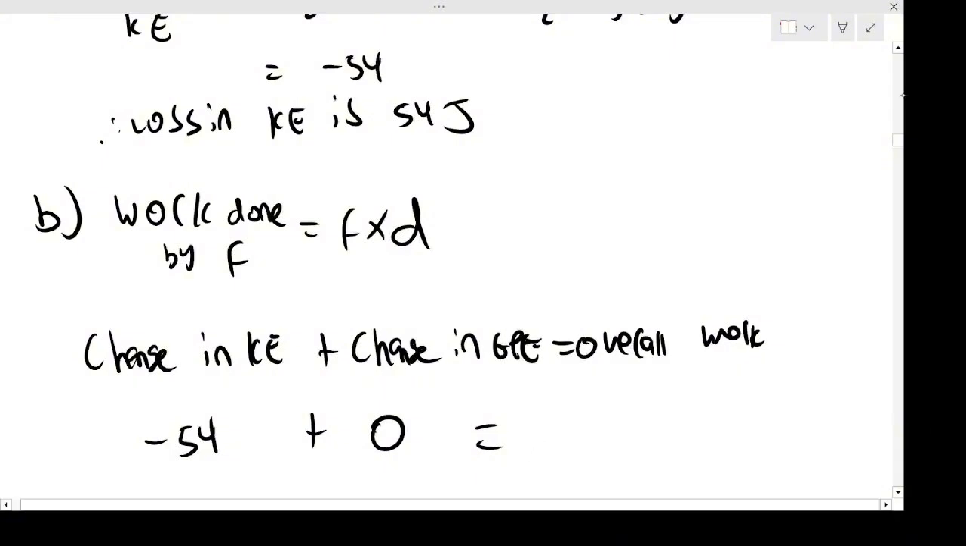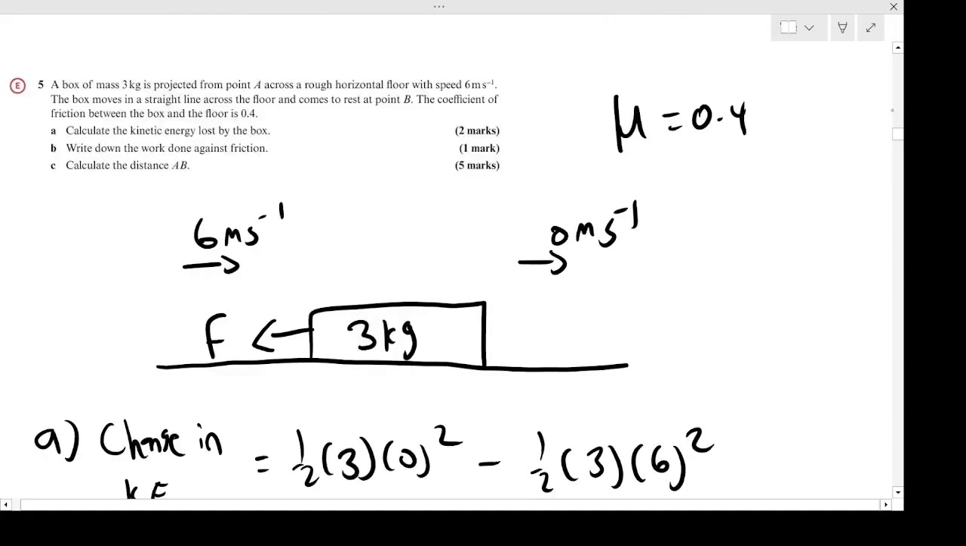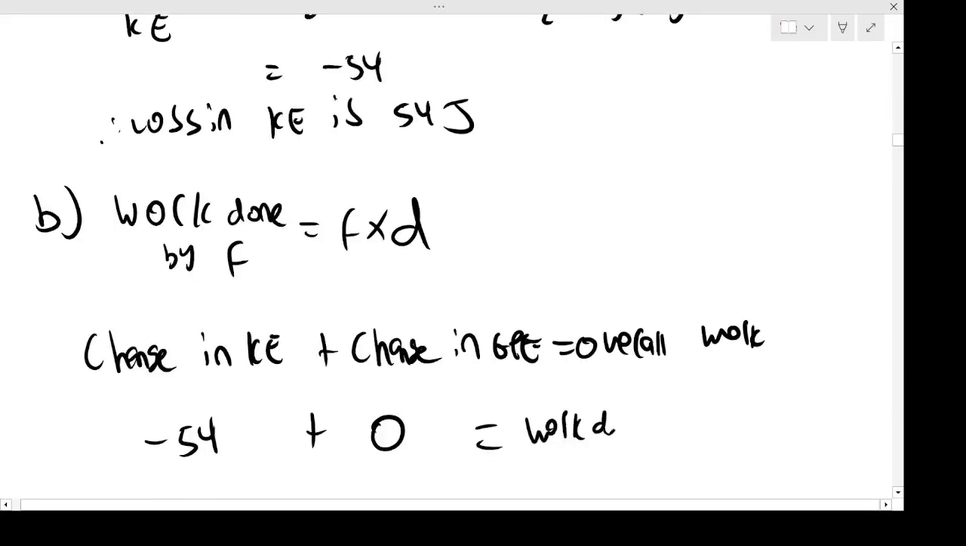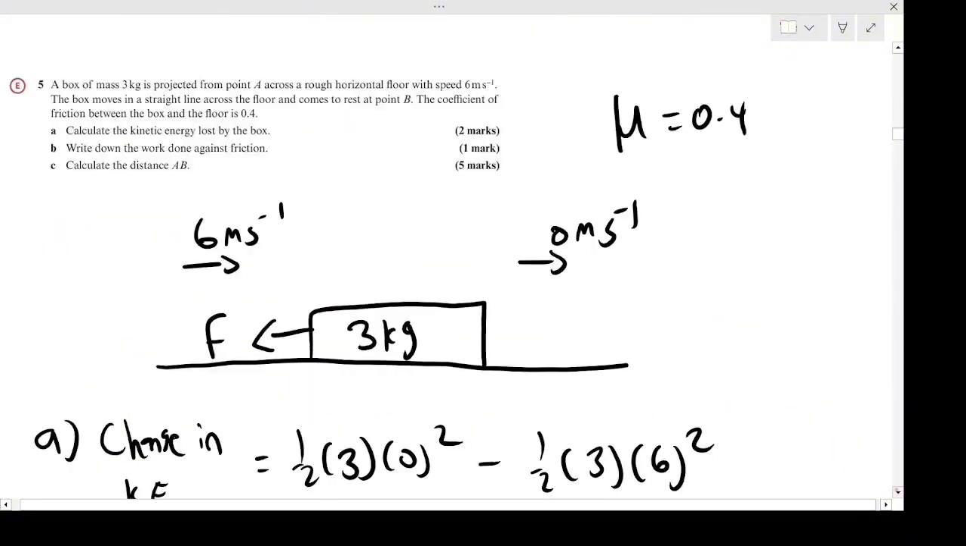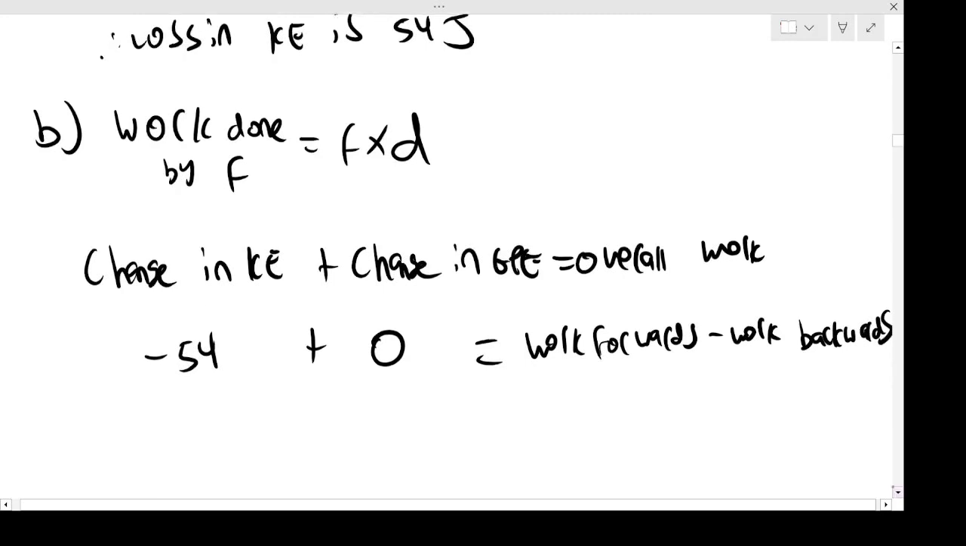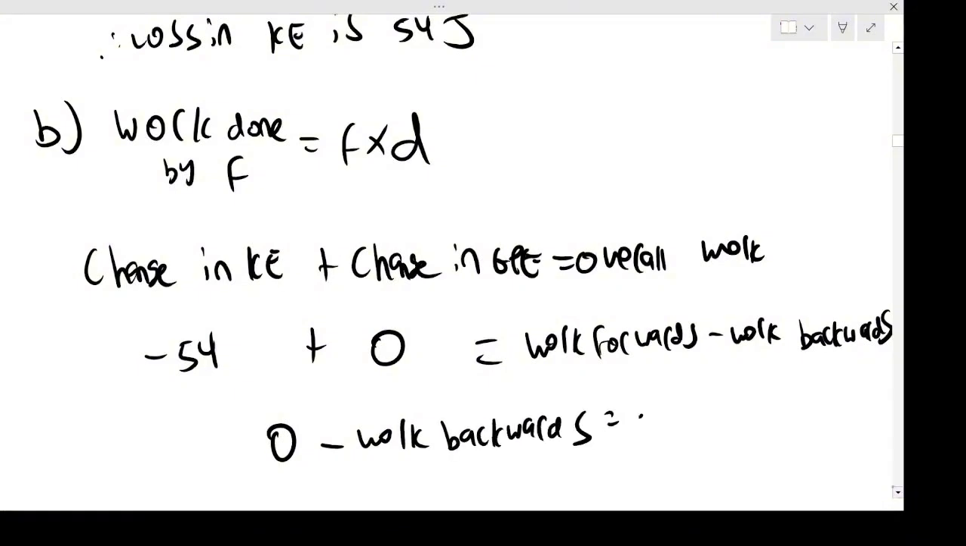Now, the overall work is going to be the work done forwards, take away the work backwards. So the work done by the forward force, take away the work done by the backwards force. Now of course there is no forward force, so that's going to be 0. And then minus the work backwards, that's going to equal minus 54, right?